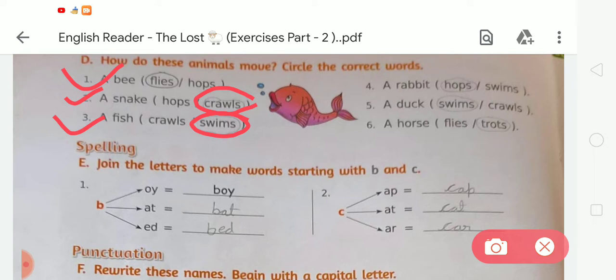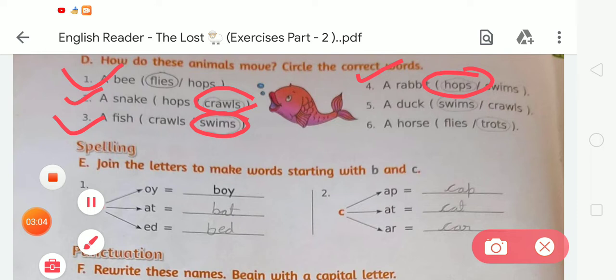Now moving to the next animal, which is a rabbit. The movement of a rabbit is hops or swims. Tell me which one is correct. The movement of a rabbit is hops, so we have to circle the word hops. What is the spelling of hops? H-O-P-S, hops.